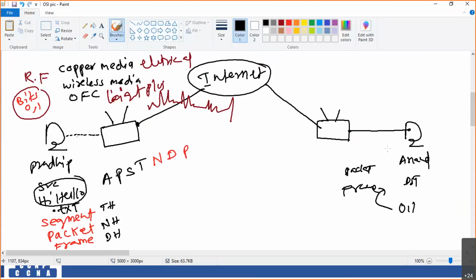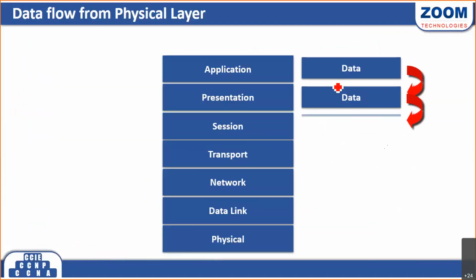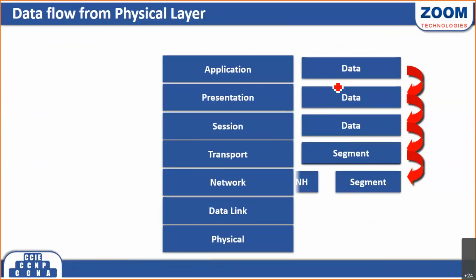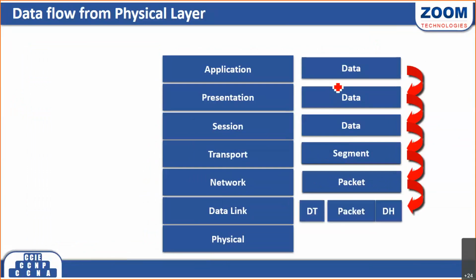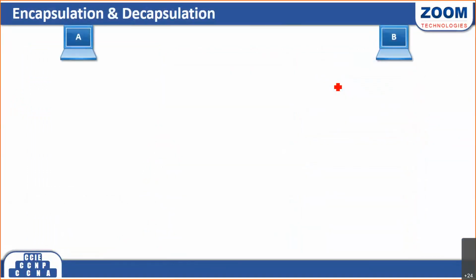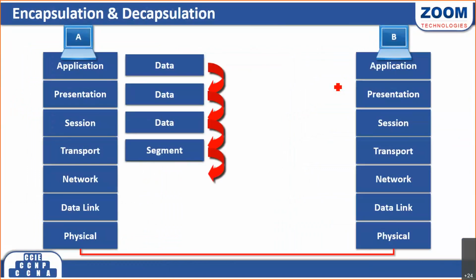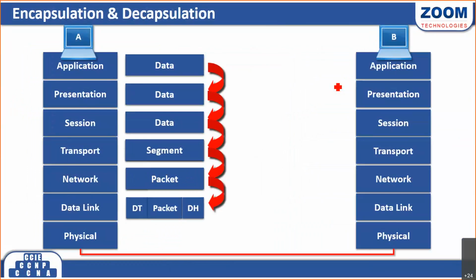So adding headers is encapsulation. Removing headers is decapsulation. So finally, data communication happens through the process of data encapsulation and decapsulation. It is adding headers: segment, network header, packet, header and trailer, frame, to bits. Encapsulation and decapsulation. Adding headers, adding headers, adding headers.